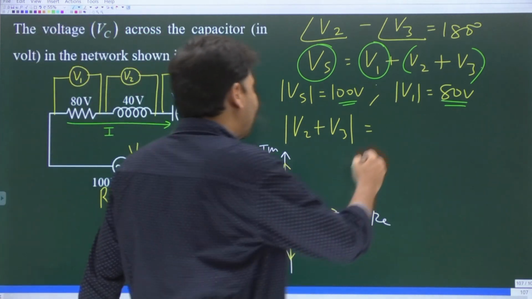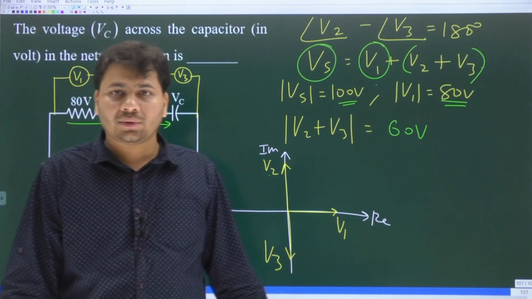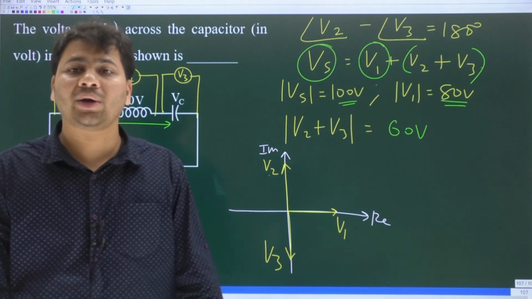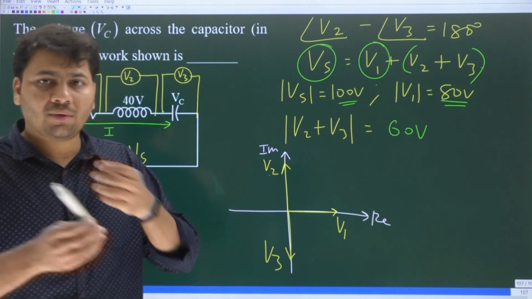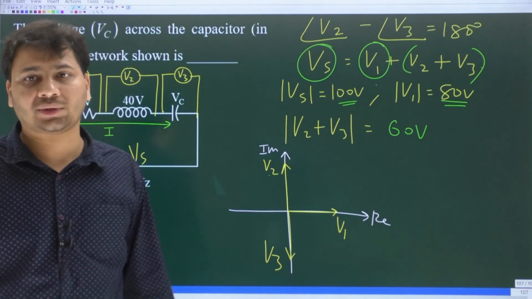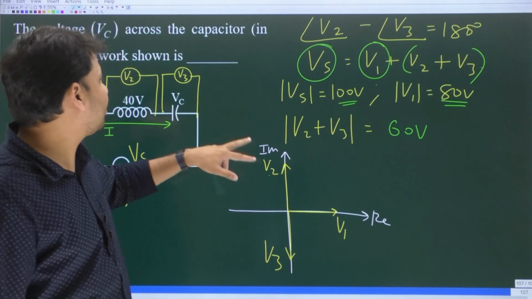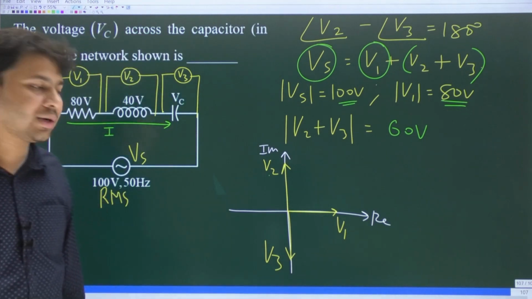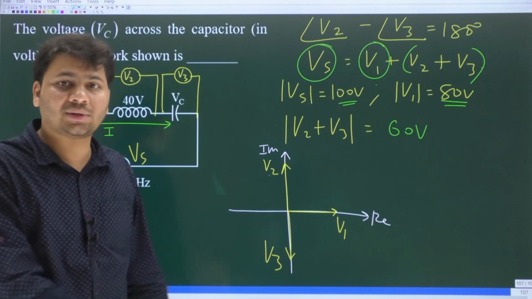That means mod V2 plus V3 must be 60. Yes or no? The resultant phasor, when we add V2 and V3, should be 60 units long. So that 60 and 80 perpendicular will give you a resultant phasor whose length is going to be 100 units. You understood? Now already V2 is how many units long? V2 is 40 units long. Now V2 plus V3 should be 60 units long. Can you tell me what V3 is supposed to be?